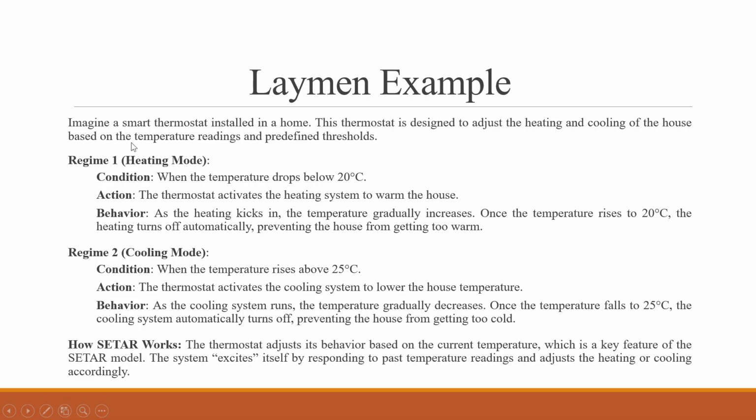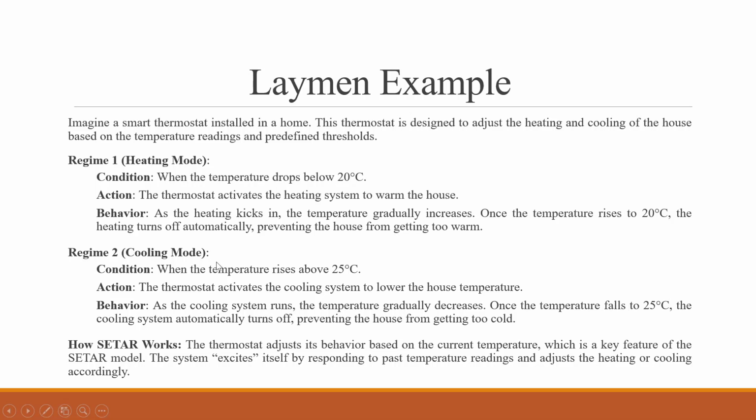Simple example. Imagine a smart thermostat installed in a home. This thermostat is designed to adjust the heating and cooling of the house based on the temperature readings and predefined thresholds. Regime 1, heating mode. Condition: when the temperature drops below 20 degrees Celsius, the action is the thermostat activates the heating system to warm the house. Behavior: as the heating kicks in, the temperature gradually increases. Once the temperature rises to 20 degrees Celsius, the heating turns off automatically, preventing the house from getting too warm.